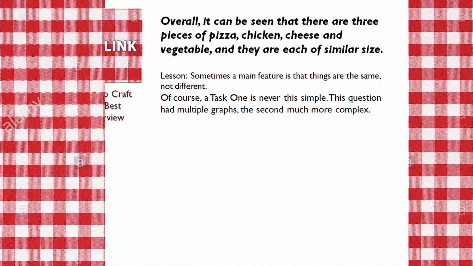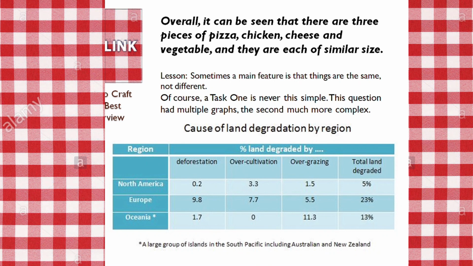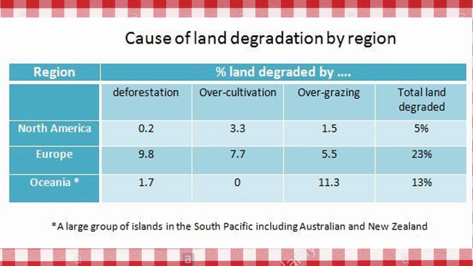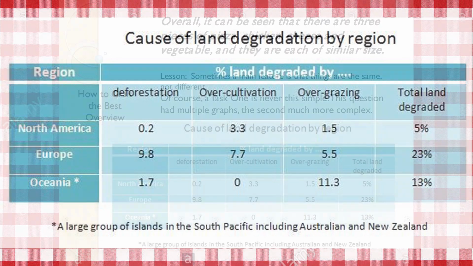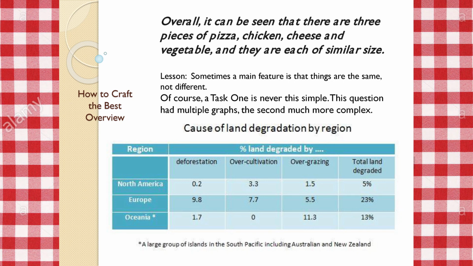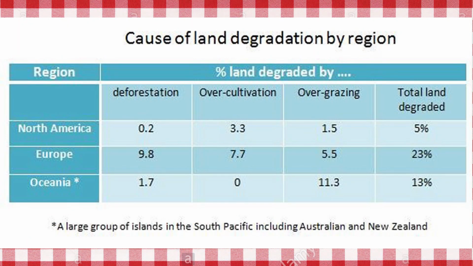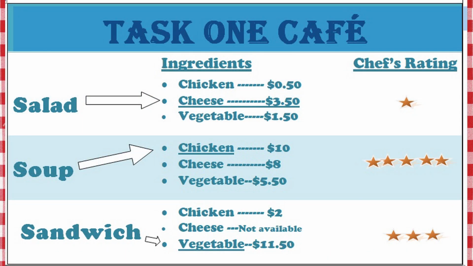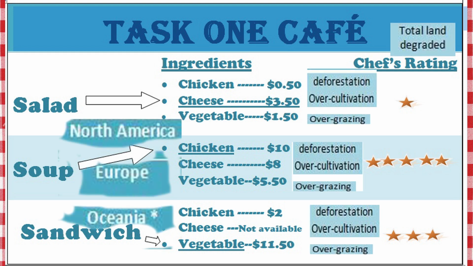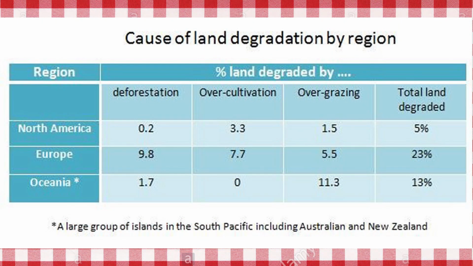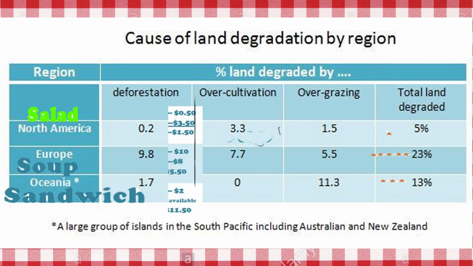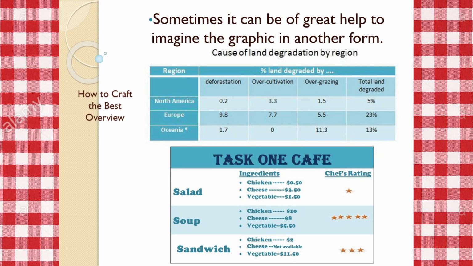There was a second, much more complicated graphic. Ooh, look at that. Damn, tables are tough. 12 data points. What am I going to make of this? Now, you'll remember from the skit, this made its way into the Task 1 Cafe as well as the menu. So just as the pie graph is a pizza, the table is a menu. Why do I do this? Well, it points out that sometimes it's easier to get your mind around something if you put it into a different type of graphic.